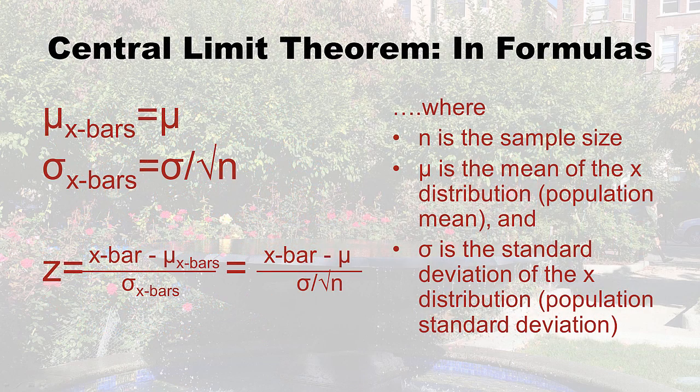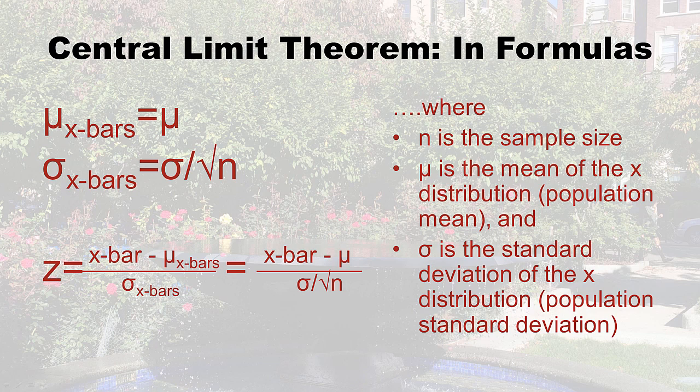And so here's another, some people like to look at it from a formula standpoint. So you'll see on the right side of the slide, in these little formulas, the n means the sample size. And remember, I picked 5. You could pick a different one, right? And mu is the mean of the x distribution, meaning the population mean, right? And then that population standard deviation symbol is the standard deviation of the x distribution, meaning the population standard deviation.